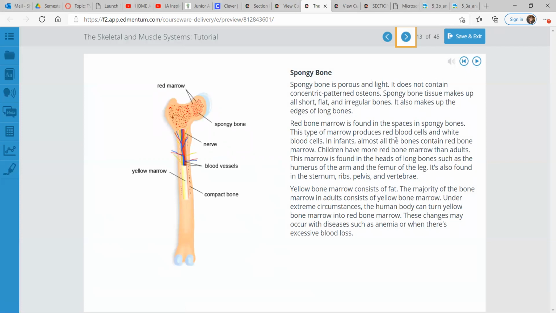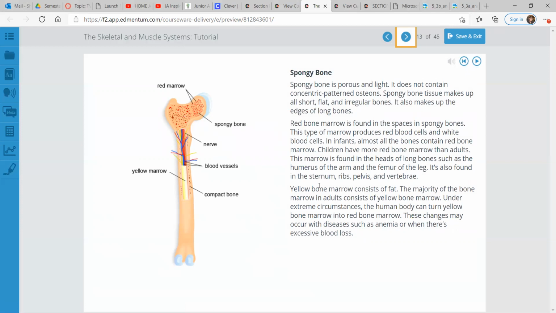Spongy bone is porous and light, so think of a sponge. It does not contain concentric patterned osteons like the compact bone. Spongy bone tissue makes up all short, flat, and irregular bones. And it makes up the edges of long bones, as you can see here.